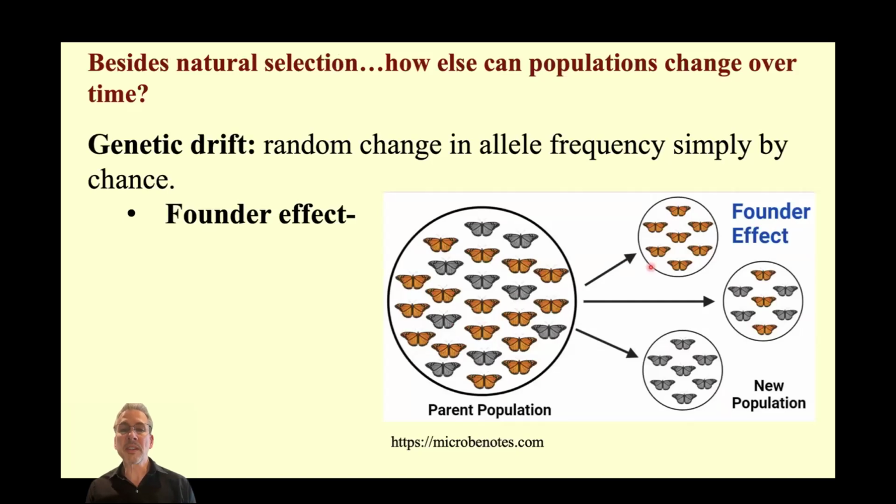So we call this the founder effect. Again, it's an example of genetic drift. It's just kind of random. There's nothing saying orange is any better than gray or vice versa. Neither is selected for here, but whatever organisms happen to colonize a new area are going to have an impact on future generations and the allele frequencies in those generations.